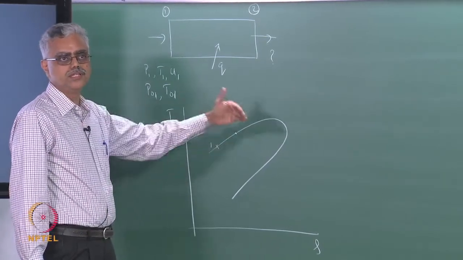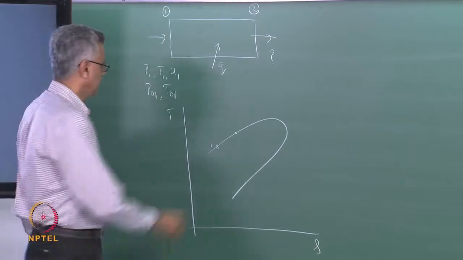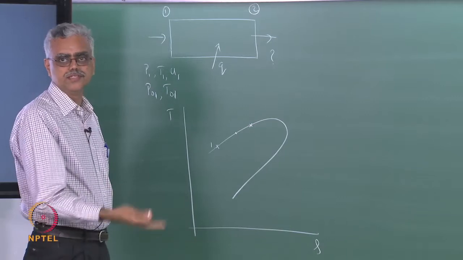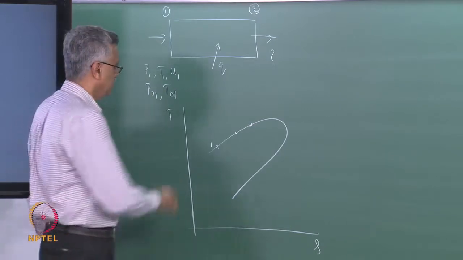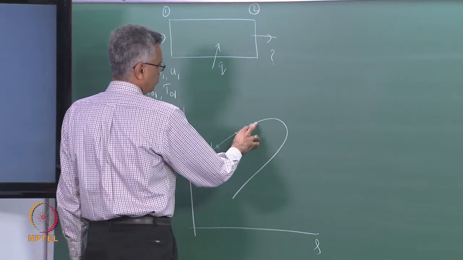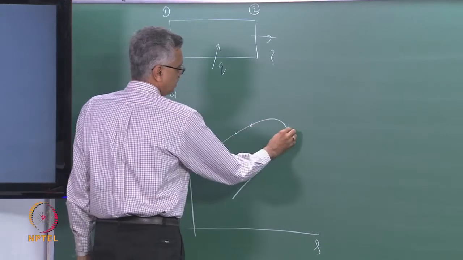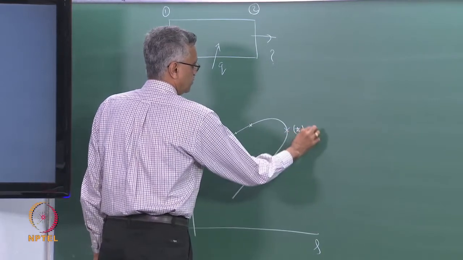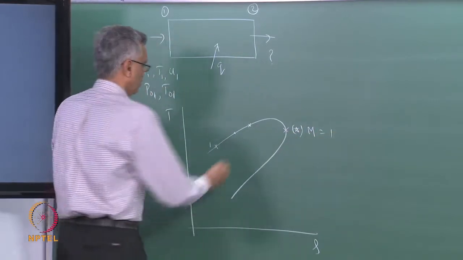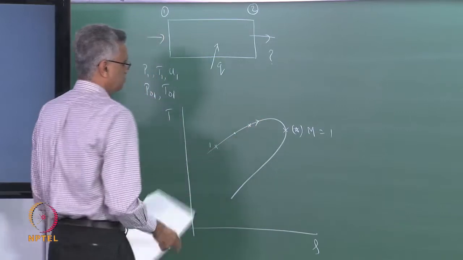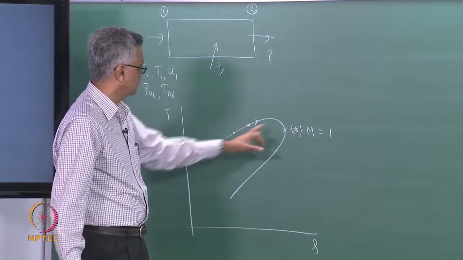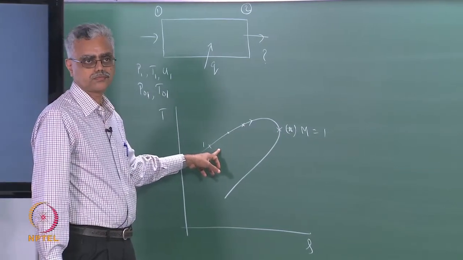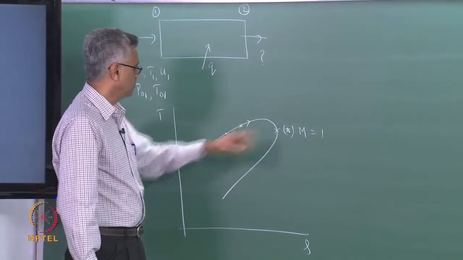Now, if you increase the amount of heat that we are adding, then state 2 can go all the way up to there. And if I keep increasing the amount of heat, state 2 would move further and further down this line until we hit the location which is the sonic state, where the Mach number is equal to 1. This is how the downstream states are when we add heat to a subsonic flow. This is what we showed the other day.